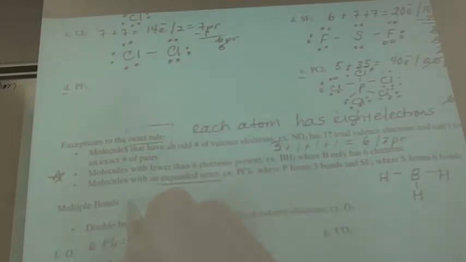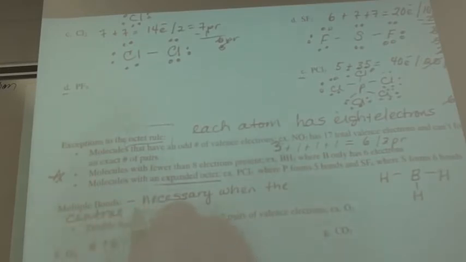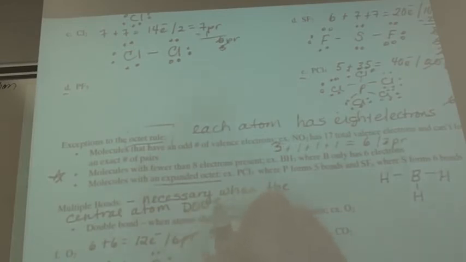Write yourself a note right here. Multiple bonds are necessary when the central atom does not have an octet.